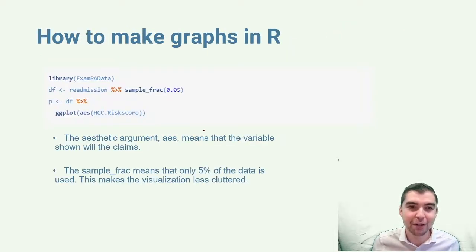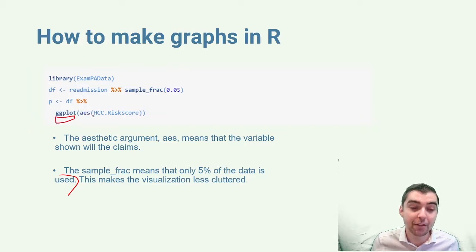So how do you make graphs in R? Quite simply, first you have to take some data, then you will, well, in this example, there's a small sampling that's applied to it to make the graph easier to read. But then you will just call the ggplot function.